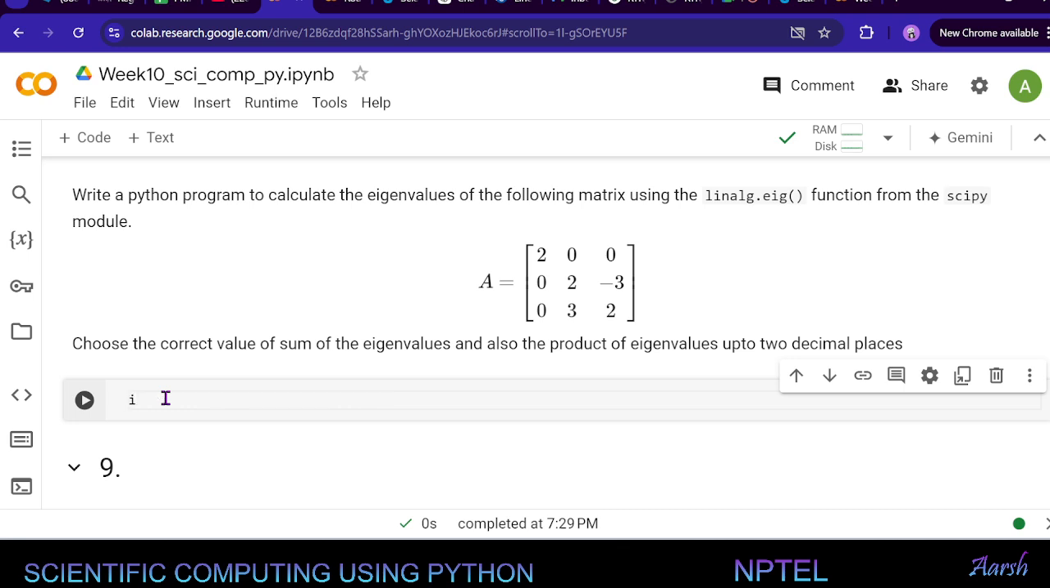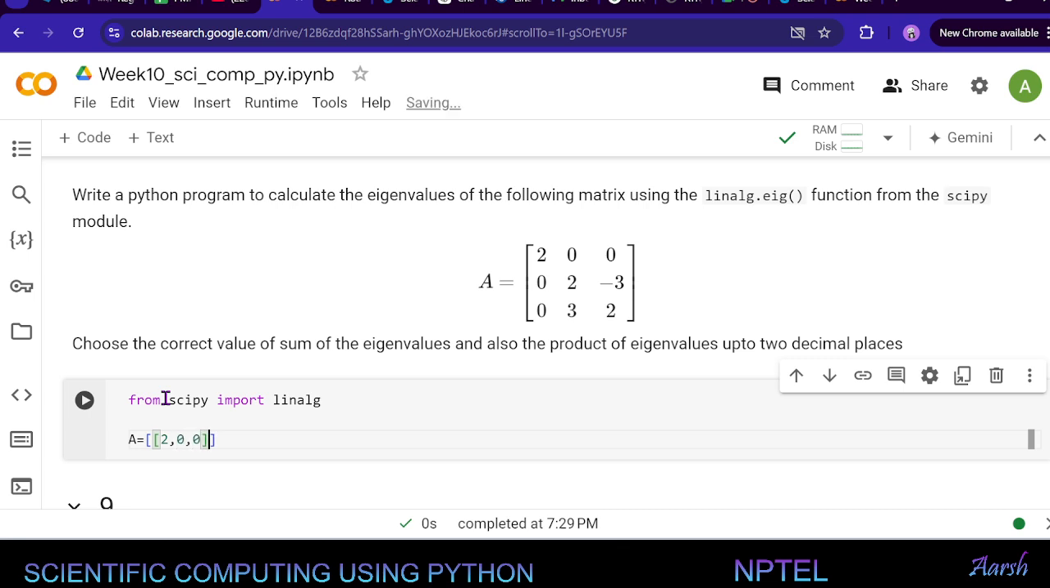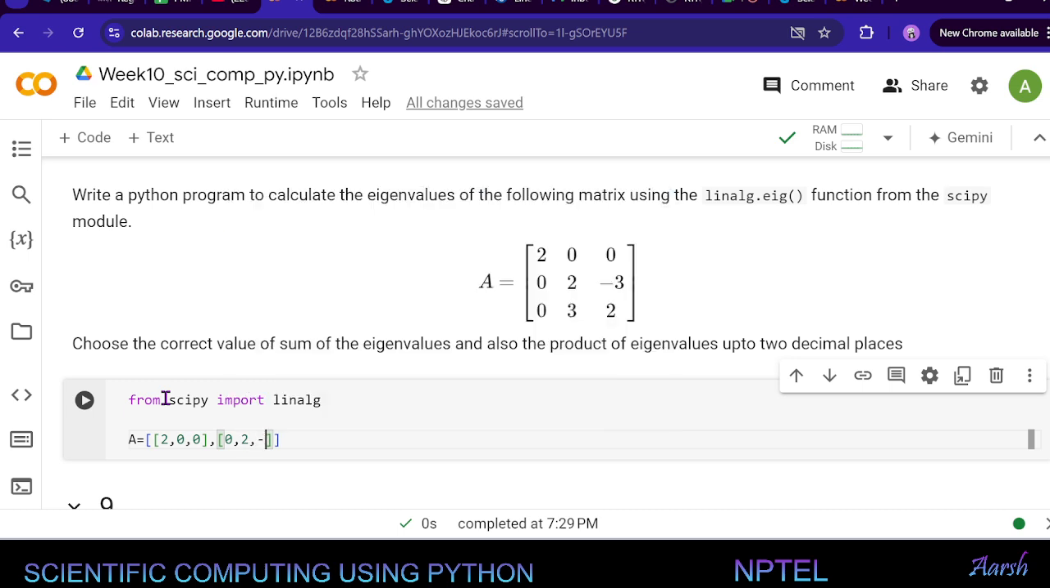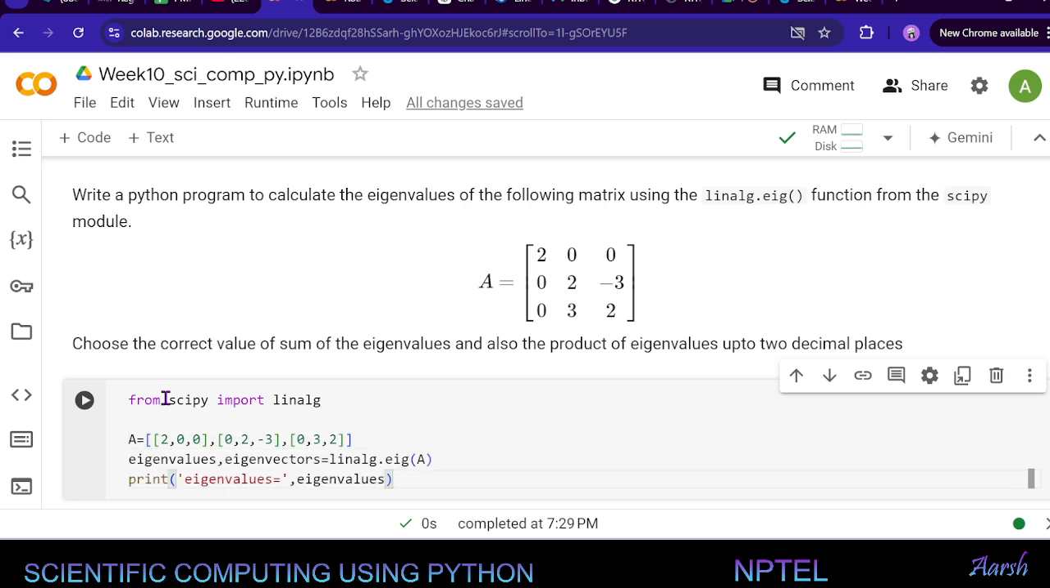So let's import first of all, from scipy import linalg, that is linear algebra, and again let's write the matrix. So this is 2, 0, 0, and the second one is 0, 2, minus 3, and 0, 3, 2. Yeah, it already gives this.